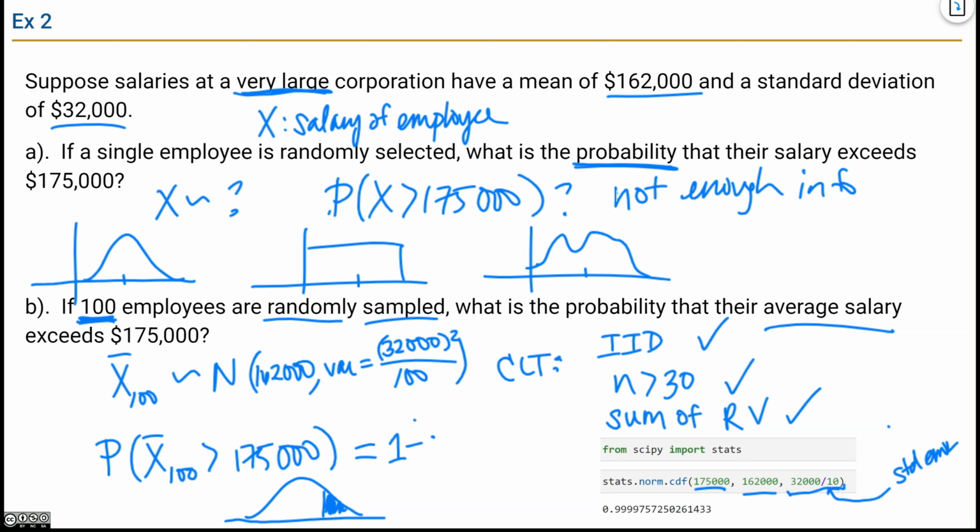So I'm going to have 1 minus 0.99975, which is approximately 0.00002. So, a very tiny probability that their average salary is going to exceed 175,000. What's amazing, again, is that I didn't need to know anything about the actual population distribution for the salaries, and I was still able to answer questions about the probabilities of their sample mean.